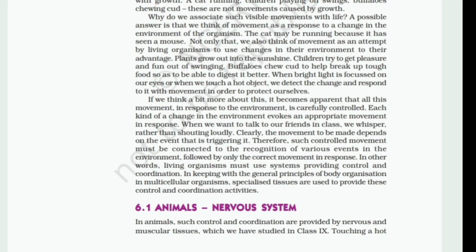Therefore, such controlled movement must be connected to the recognition of various events in the environment, followed by only the correct movement in response. In other words, living organisms must use systems providing control and coordination. In keeping with the general principles of body organization in multicellular organisms, specialized tissues are used to provide these control and coordination activities. Animals, nervous system. In animals, such control and coordination are provided by nervous and muscular tissues, which we have studied in Class 9.